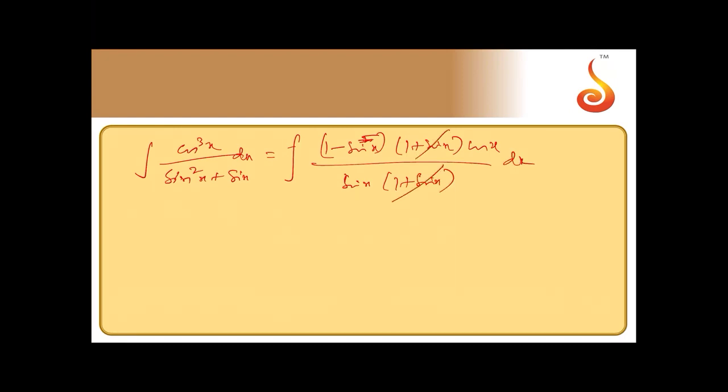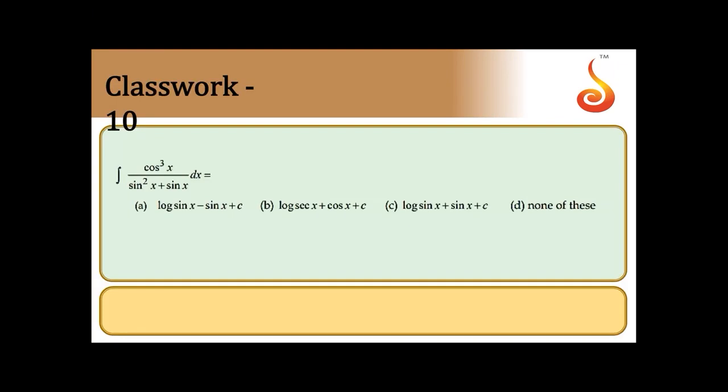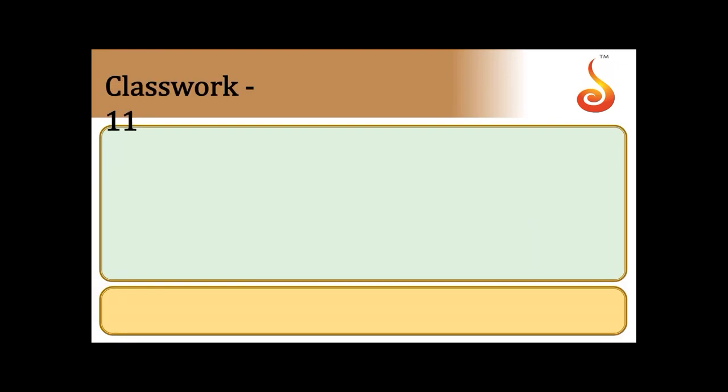dx. So that 1 plus sin x gets cancelled, and that is equal to the integral of 1 divided by sin x multiplied by cos x dx, minus the sin x can cancel, the integral of cos x dx. That is equal to, 1 by sin x is log mod sin x. Log mod sin x minus sin x plus constant. I hope the answer is log mod sin x minus sin x. Option A is the answer. Yes, of course.